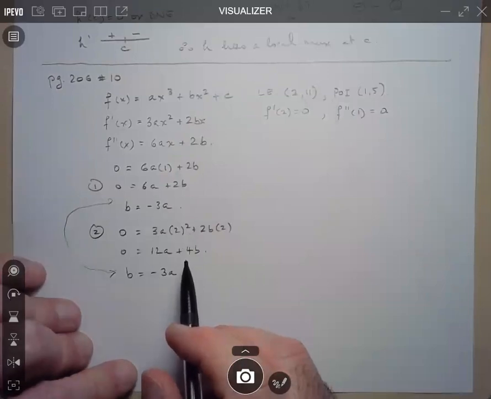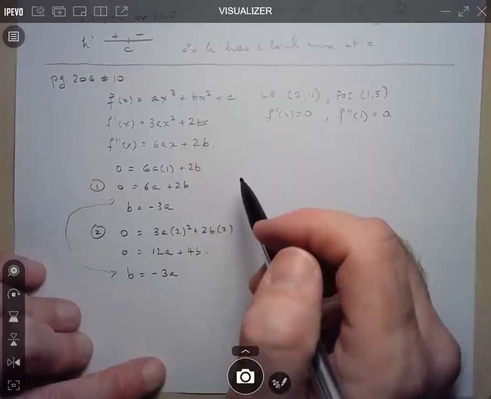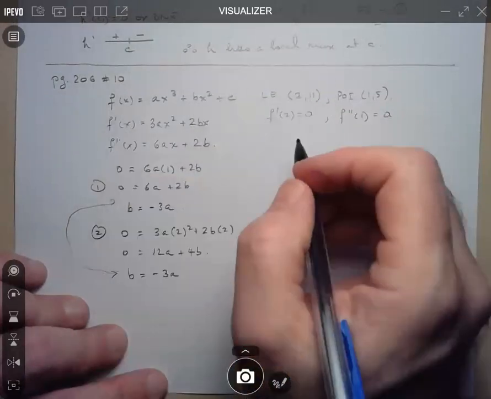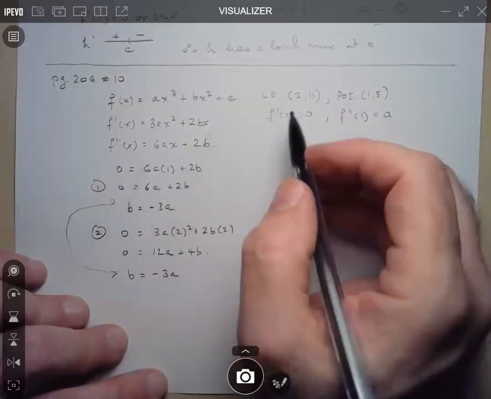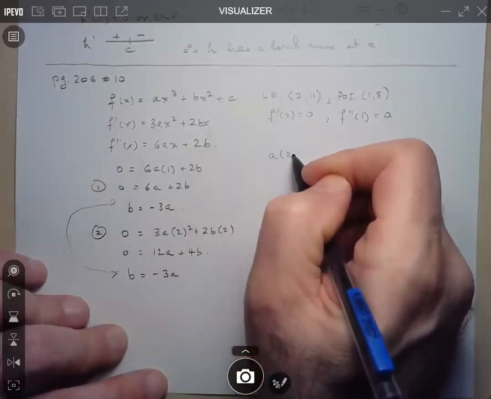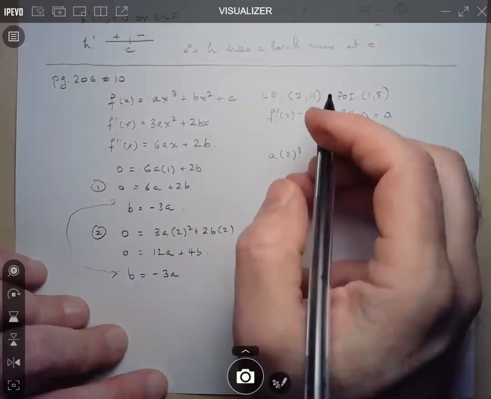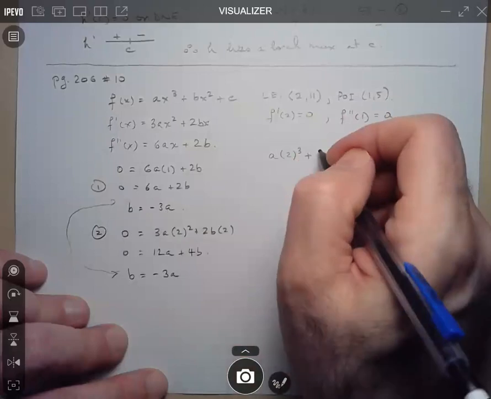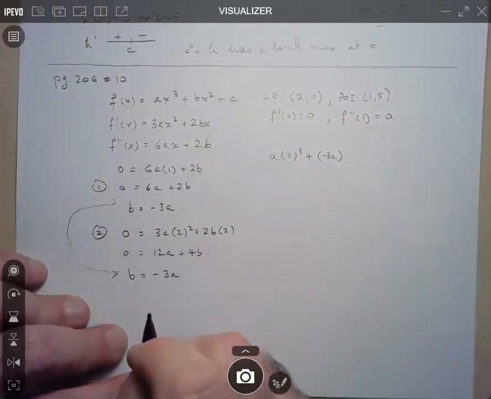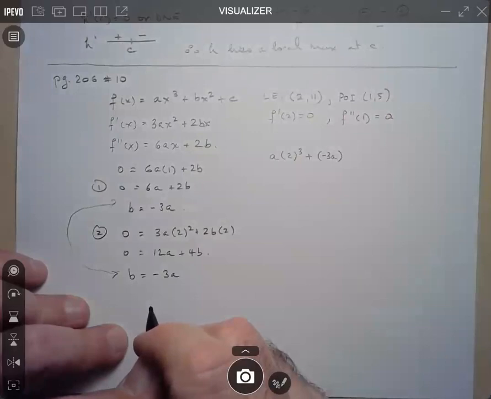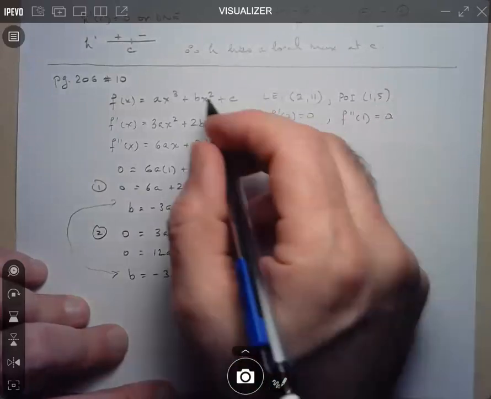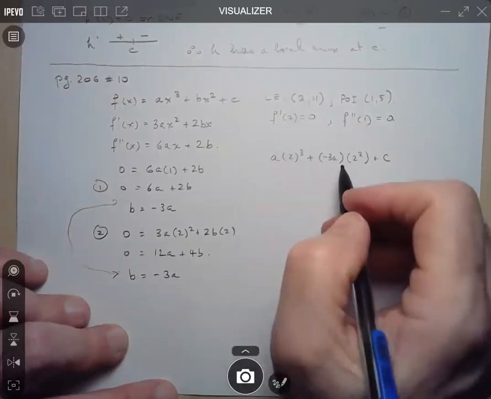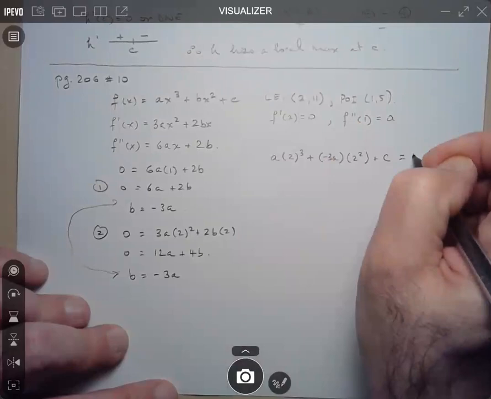Okay, so this is where now I'm going to start using these points. When x is equal to 2, y is equal to 11. So let's stick in x equals 2 here. We have a times 2 cubed, plus, now I'm not going to put in b here because I know that b is equal to negative 3a, so I might as well bring that into the picture, times 2 squared, plus c. And here we were working with 2, so that's going to be equal to 11.